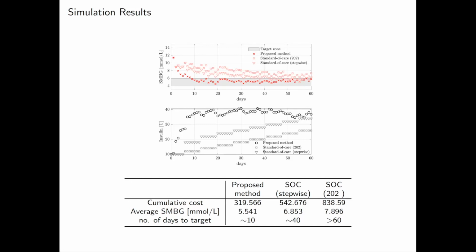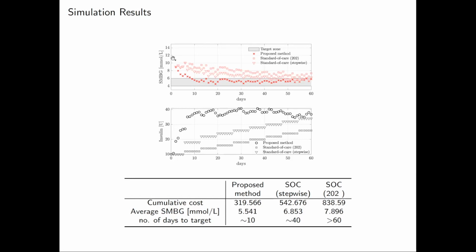which are simple lookup tables that either increase or decrease the insulin dosage by a few units based on the absolute value of the blood glucose measurements. The top subplot shows the self-measured blood glucose measurement, and the bottom subplot shows the insulin dosage.